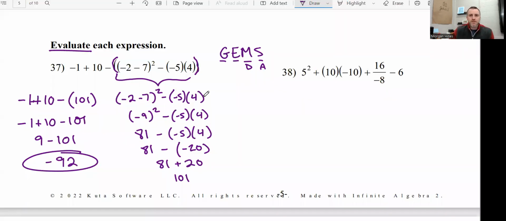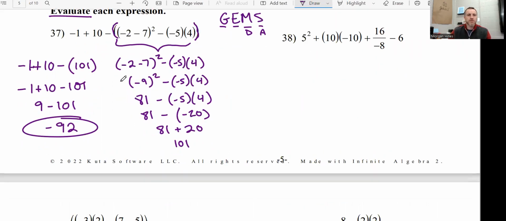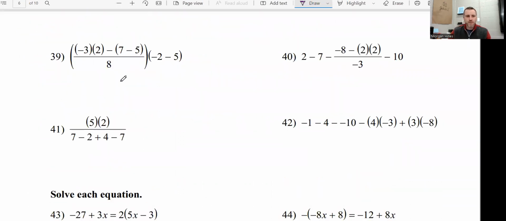Order of operations, absolutely crucial because it's a part of all algebra, all math. You have to know that order of operations. It's a source of great debate on the internet. So we want to be locked in on order of operations. All right, let's do number 39.